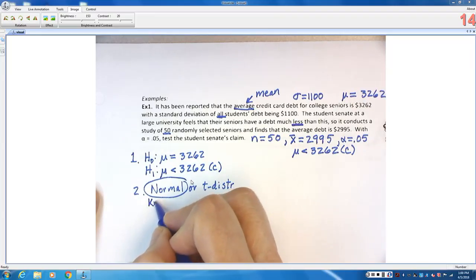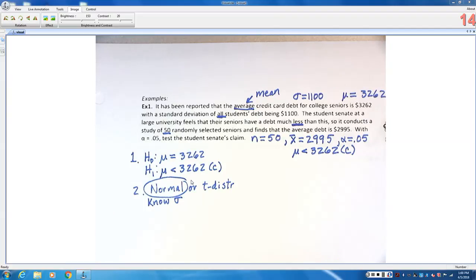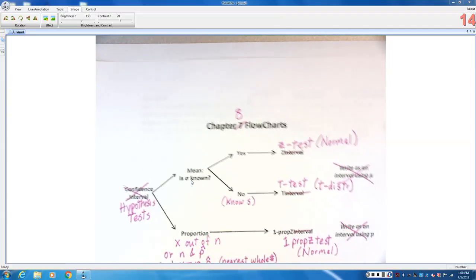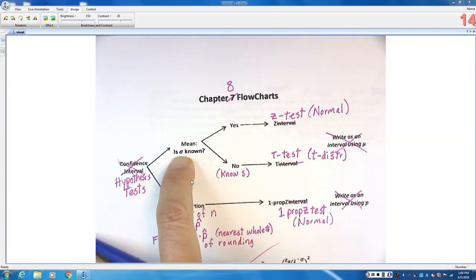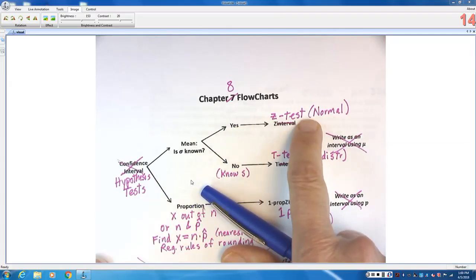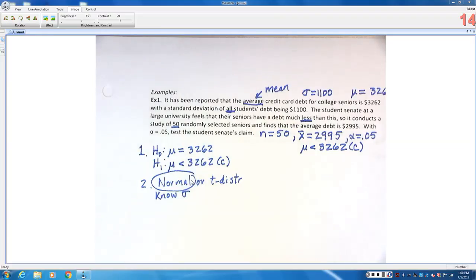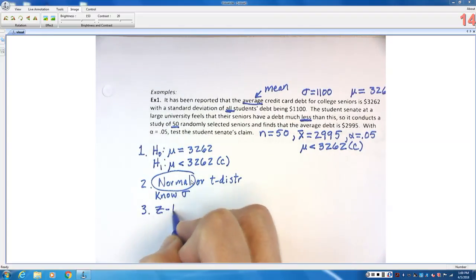I'm going to write down z because we know sigma. Do we know the population standard deviation, sigma? Yes. Then we're going to do a z-test, and it's normal. So step 3, we're going to do a z-test in our calculator.